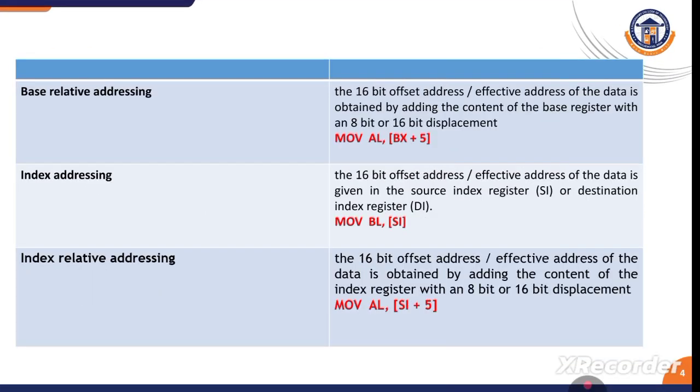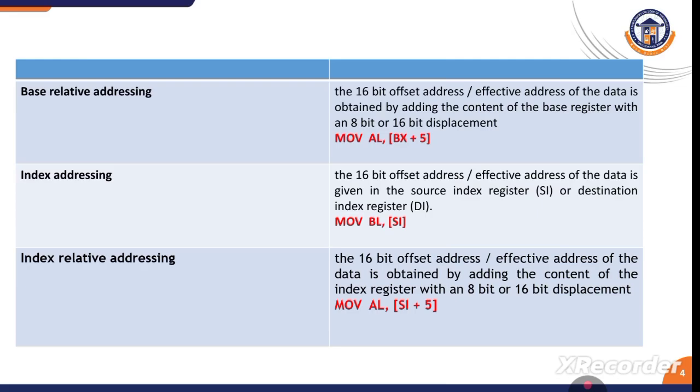Next is base relative addressing. Here the 16-bit offset address or effective address of the data is obtained by adding the content of the base register along with an 8-bit or 16-bit displacement. Here, MOV AL, BX plus 5. BX is the base register, and adding the plus 5 makes it base relative addressing.